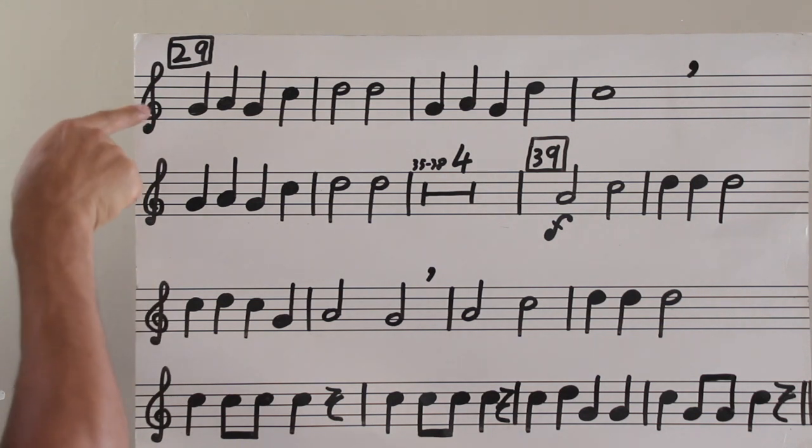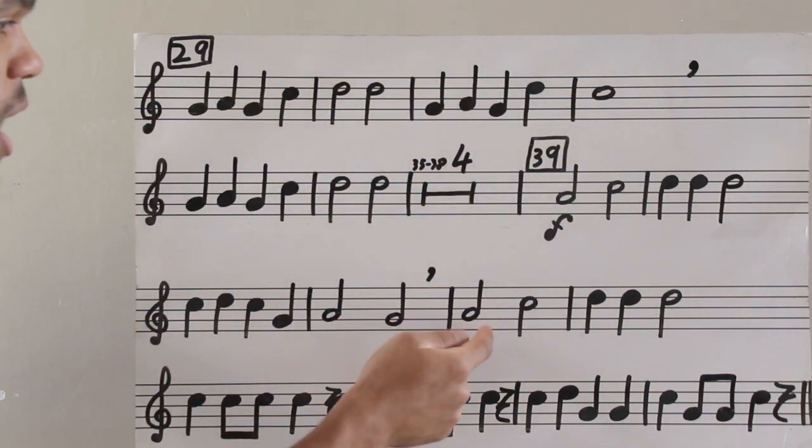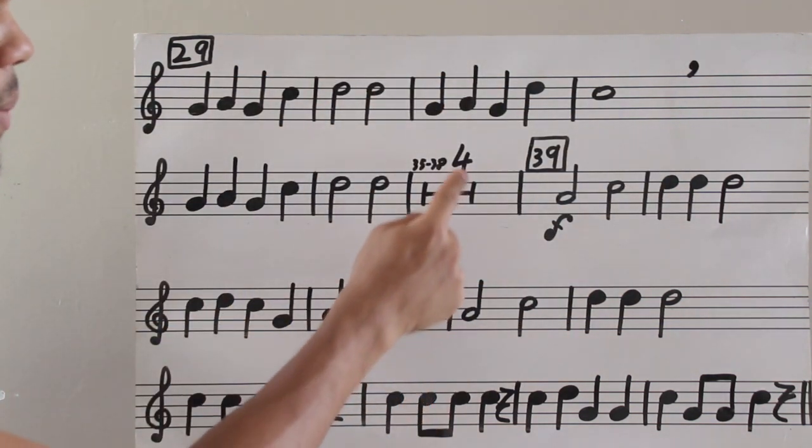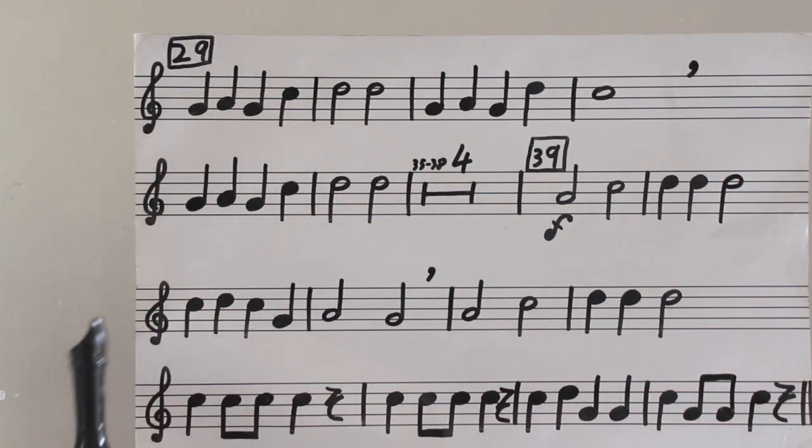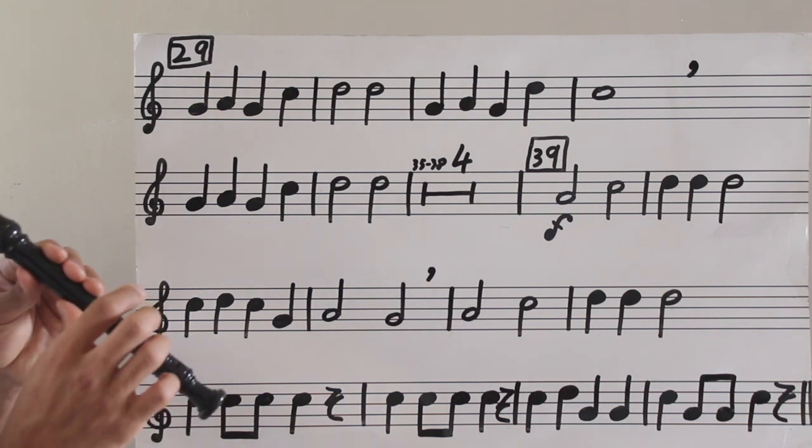All right, let's see if we can go from bar 29 all the way up until this breath mark over here. So remember, we're going to count those 4 beats. Let's go from the beginning. 1, 2, 3, go.